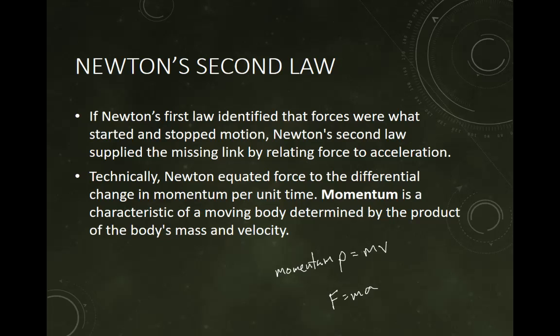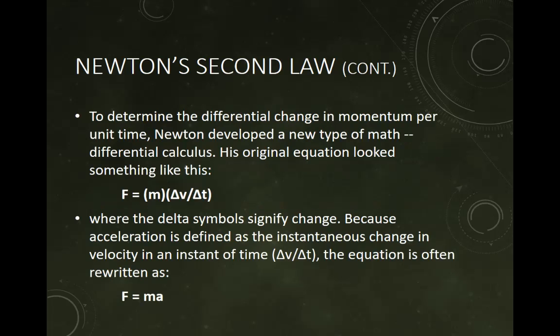To determine the differential change in momentum per unit time, Newton developed a new type of math called differential calculus. So those of you who are in pre-calc or in calculus right now, IB Calc, his original equation looked something like this: F equals m times delta V over delta T, where delta represents a change in. We should know at this point, from our previous units, that a change in velocity over a change in time is what we call acceleration.